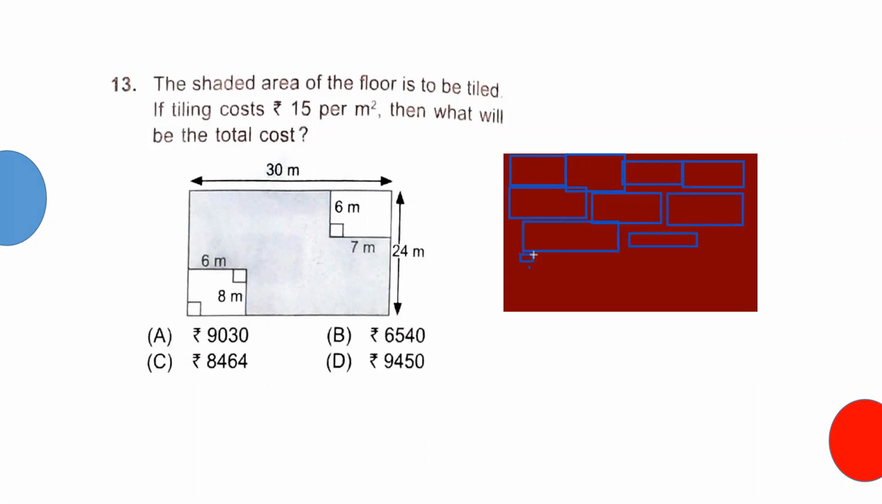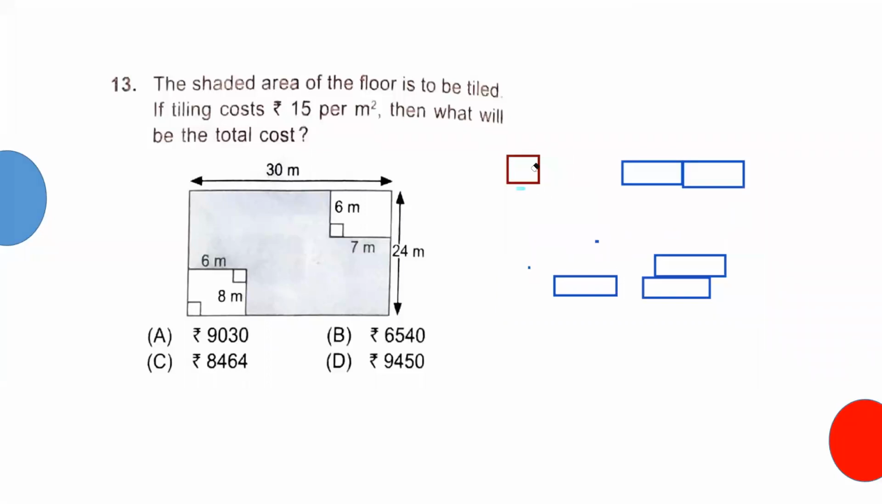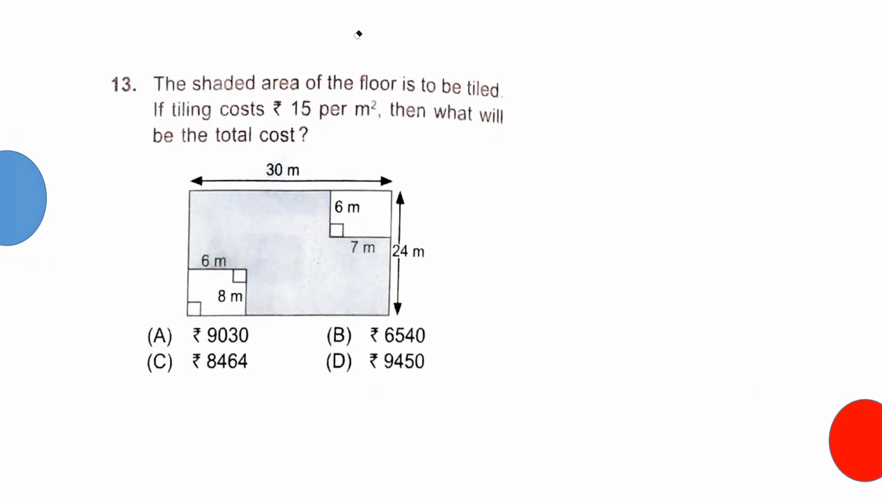So what we actually need to find is the area, right? When you find the area, that will give you how many tiles will be required. In this type of question, we always have to find the area. Now you see the shaded area, this is to be tiled. So we have to find the area of this portion. First we find the total area, that is how much? 30 into 24, because length into breadth.